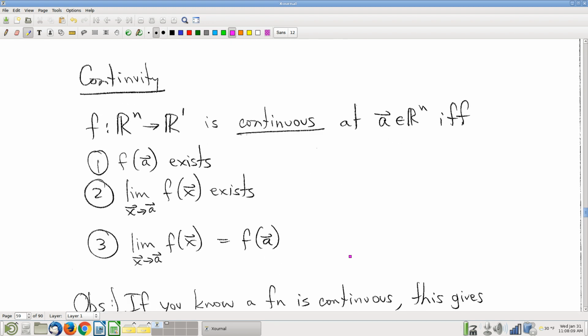Okay. Last thing I want to talk about is continuity. Hopefully you all remember the definition of continuity from single variable calculus. We use a practically identical definition in multivariable calculus. For a function to be continuous, the function has to exist at that point, the limit has to exist at that point, and those two things have to be equal to each other.